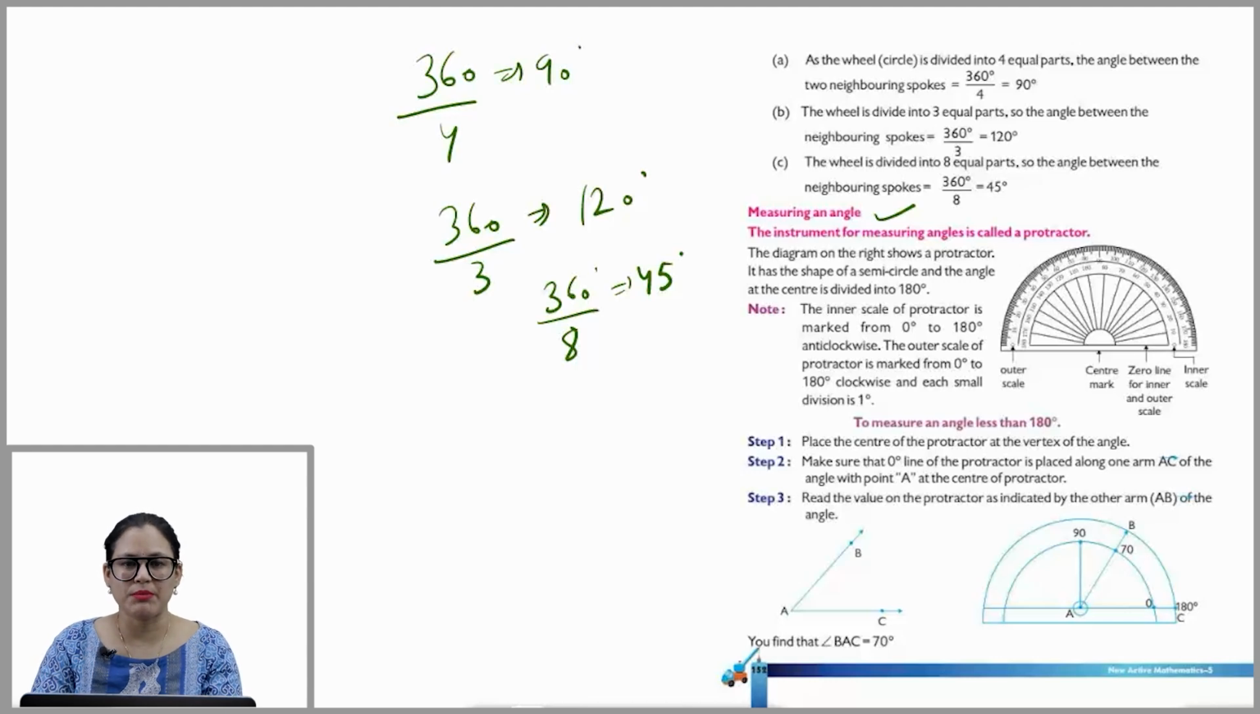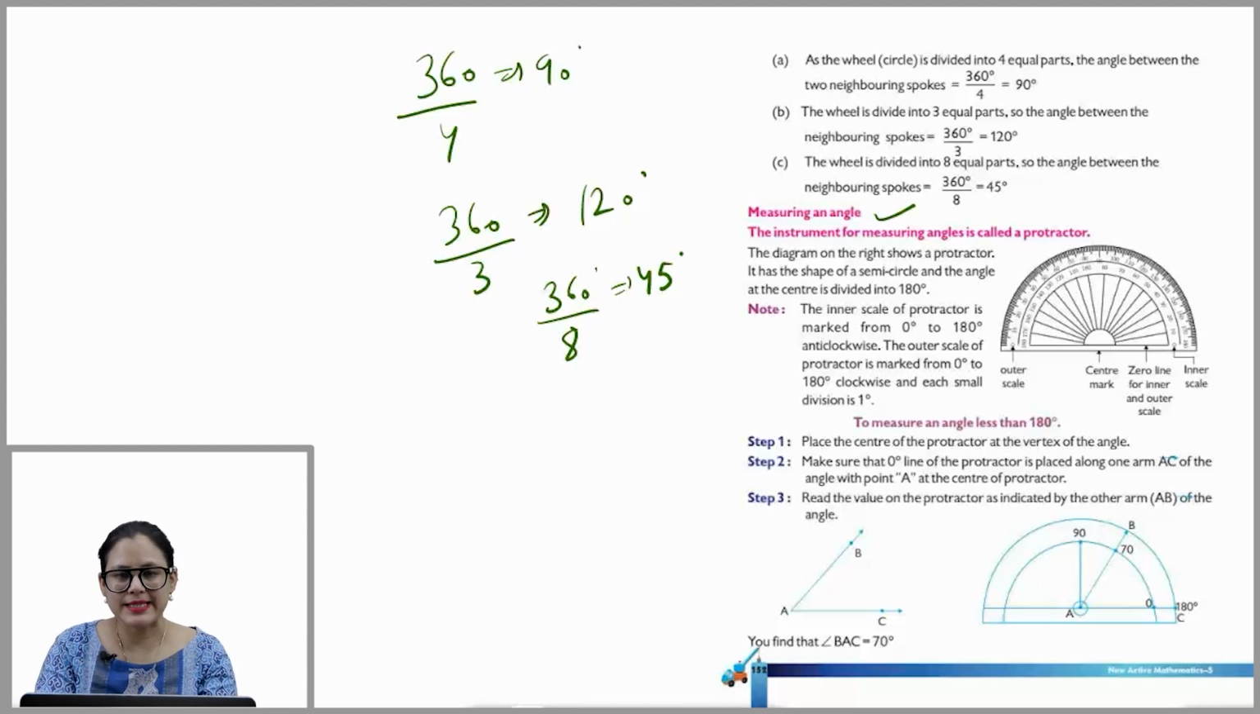It has the shape of a semicircle and the angle at the center is divided into 180 degrees. Note, the inner scale of the protractor is marked 0 to 180 degrees anti-clockwise. See, 0 to 180, this is the inner scale. And the outer scale of the protractor is marked from 0 to 180 degrees clockwise, and each small division is 1 degree.